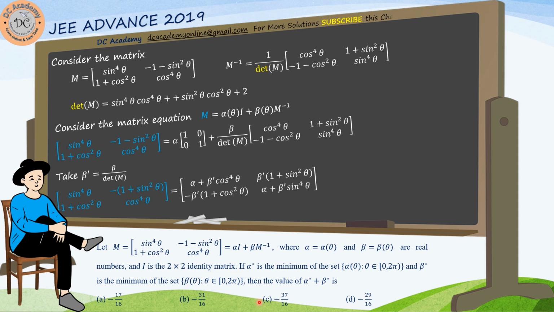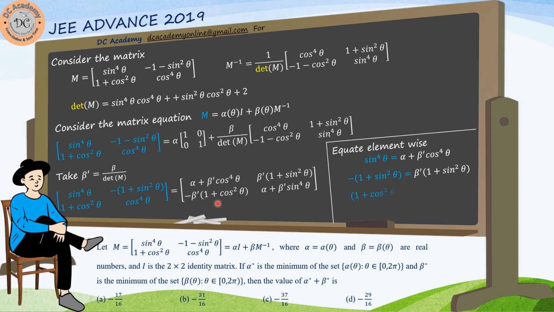That's it. Now we have to equate them. If we apply the equality of matrices, since these two matrices have the same order, sin^4 must be equal to the first term, and 1 plus sin^2 theta must be equal to beta dash into that, and so on and so forth. So element-wise we get 4 different equations. Therefore, we get a relation between sin, cos and so on. So let's play with these equations now.